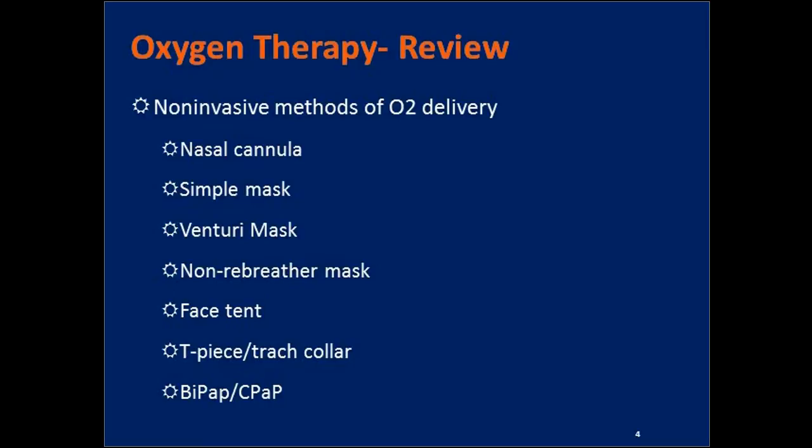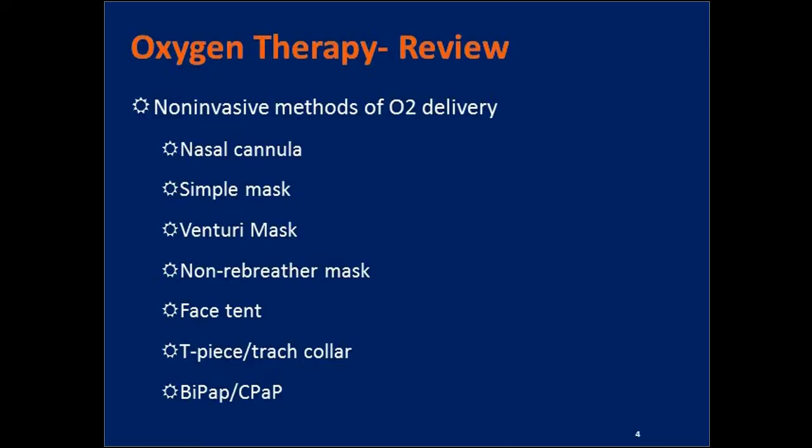After simple mask or Venturi mask, we go to a non-rebreather, which has a reservoir on it where it recollects that oxygen and allows the patient to rebreathe some of their CO2 and some of that oxygen. Then we move to a face tent, which is just a bigger type mask. It doesn't fit tight against the face, but it can be run at higher flow.